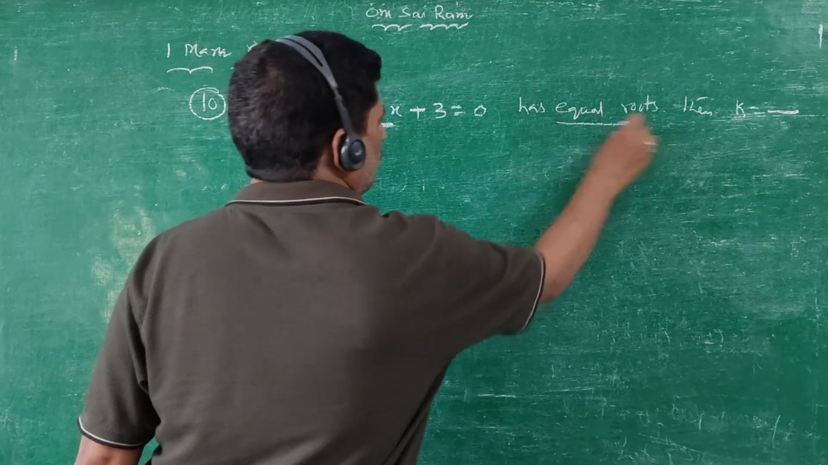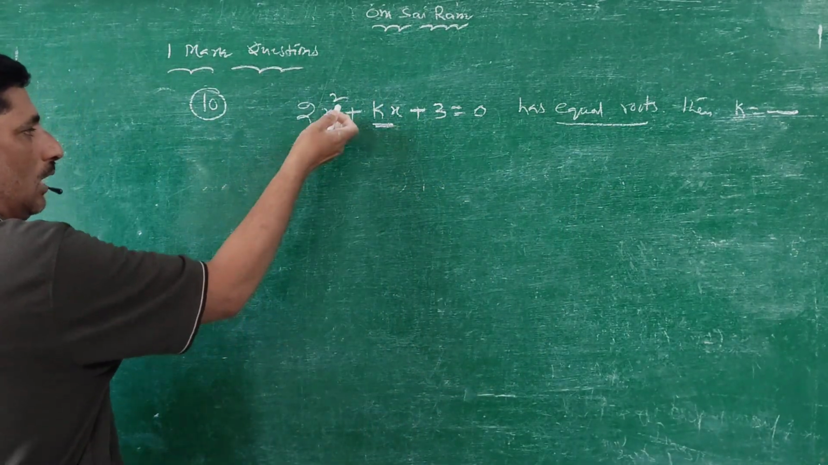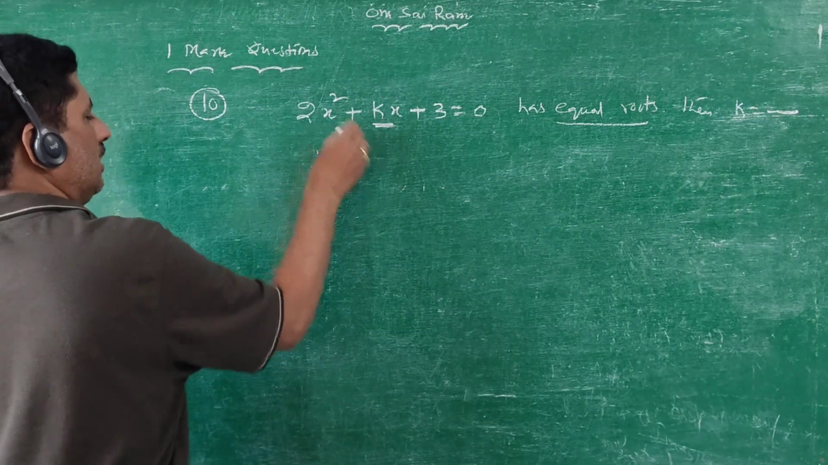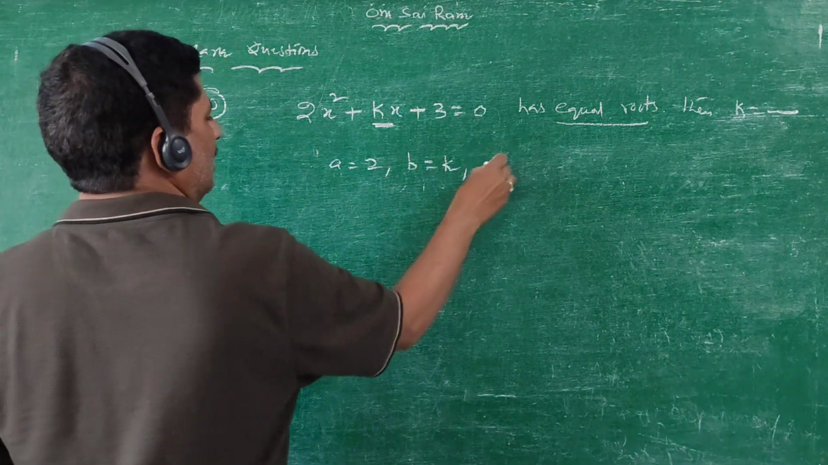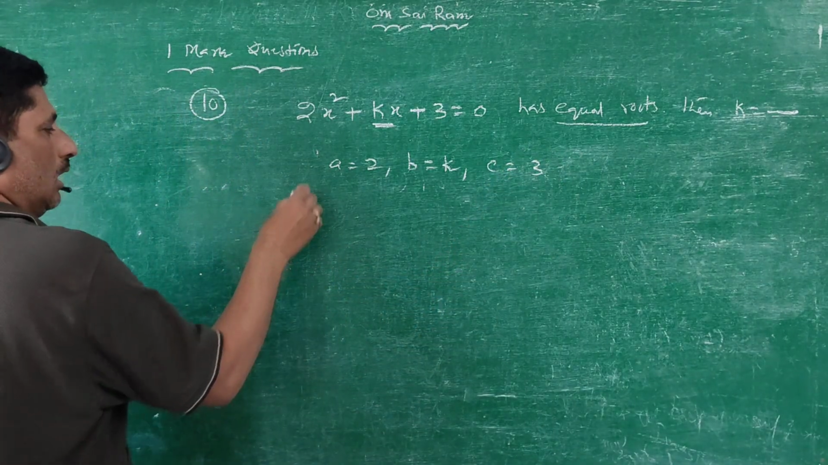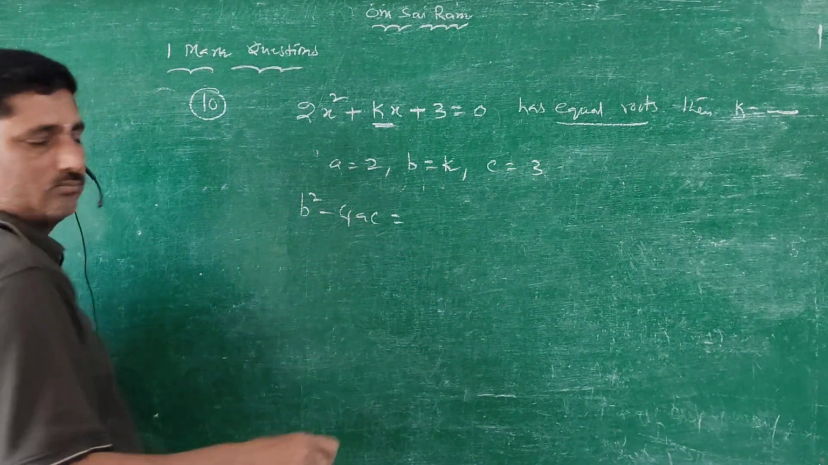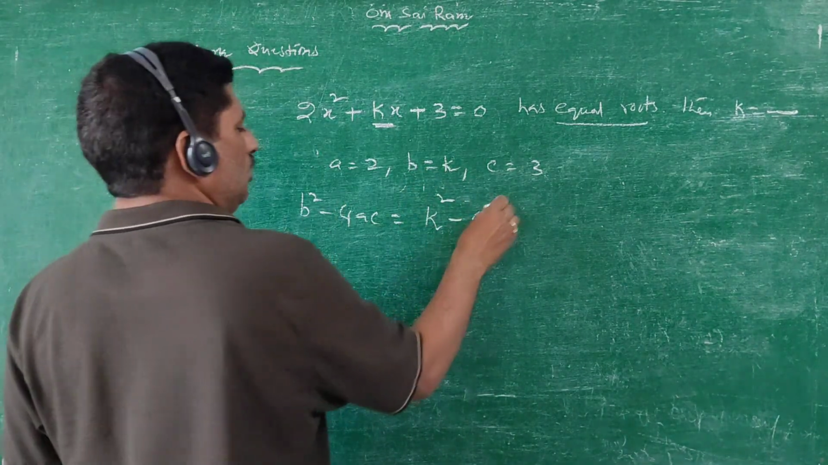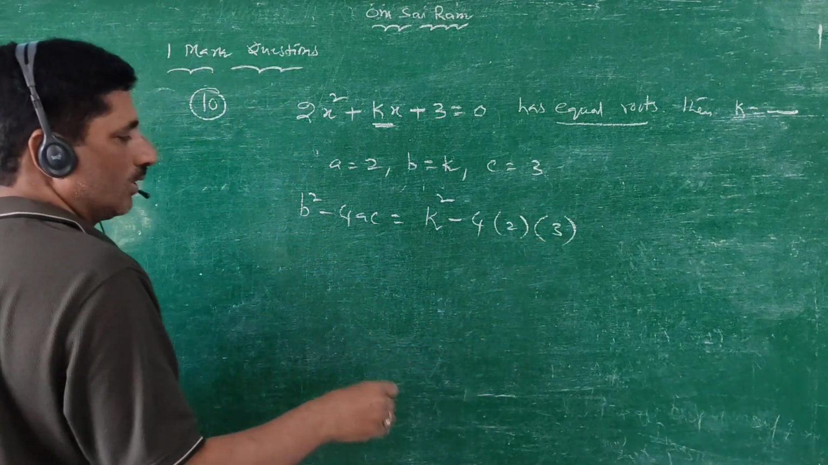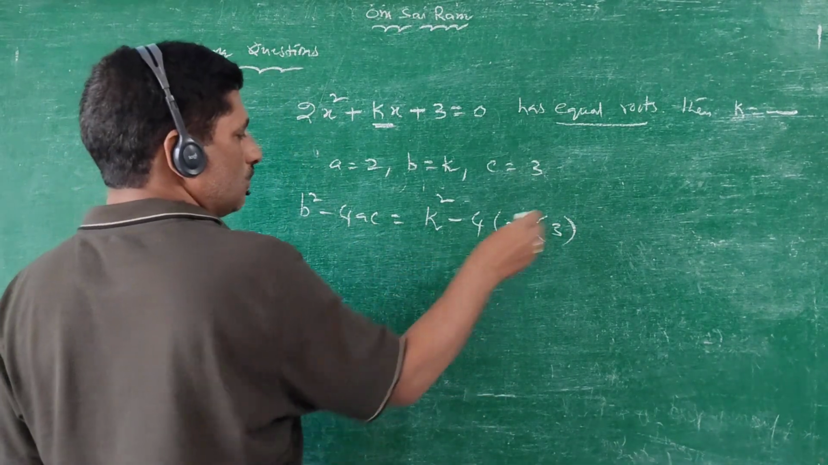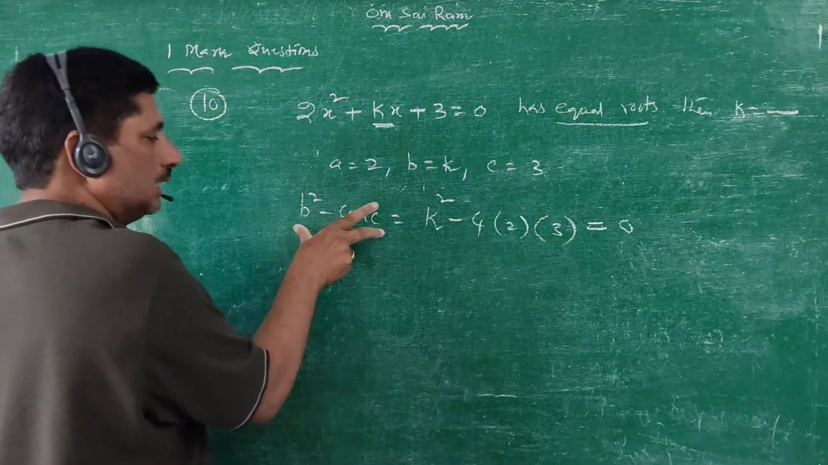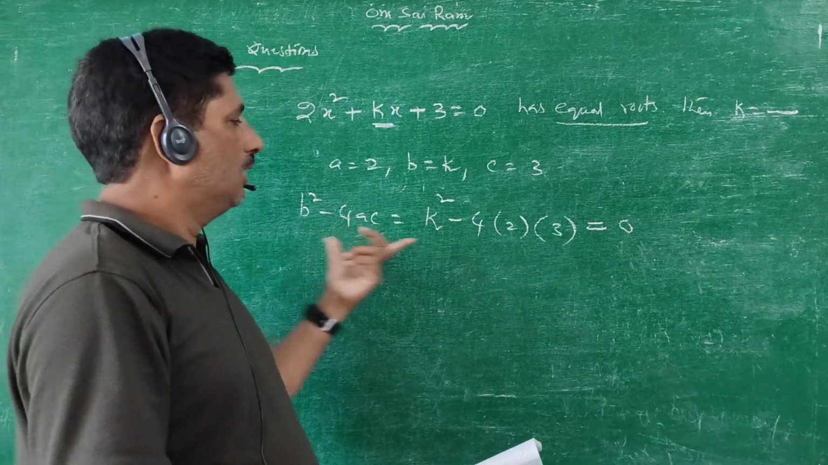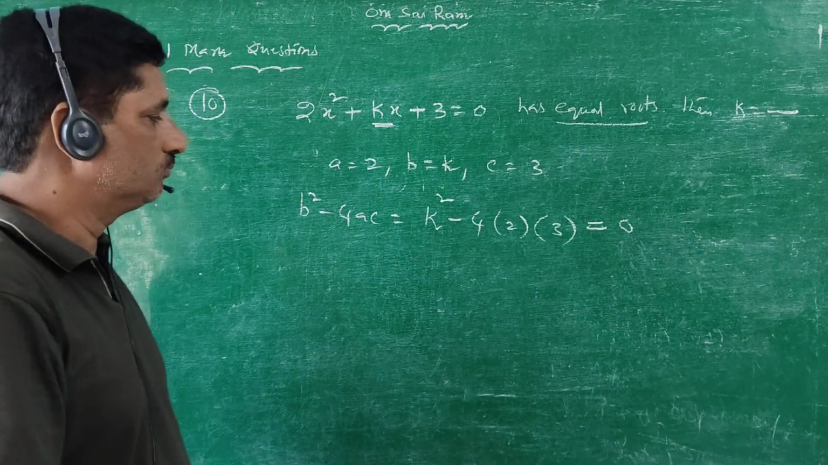When it comes to equal roots, we have to go by the discriminant. Compare this equation with the standard form, where a is equal to 2, b is k, and c is equal to 3. Now I have to find b square minus 4ac, which is k square minus 4 times 2 times 3. For this equation to have equal roots, we have to equate this discriminant to 0.